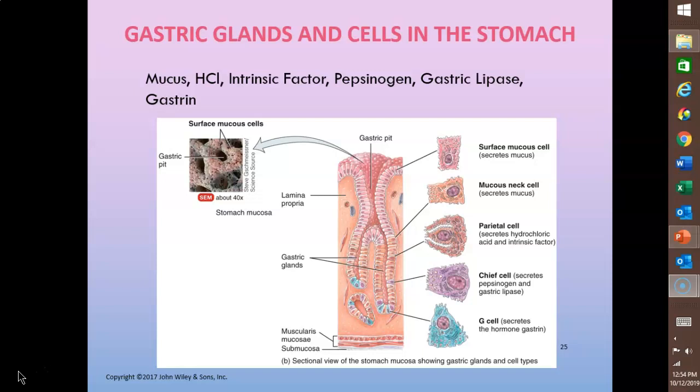The only proteolytic or protein digesting enzyme in the stomach is pepsin, and that's secreted by the chief cells. Pepsin is going to cut or sever certain peptide bonds between amino acids, breaking down a protein chain of many amino acids into smaller protein chains, so fragments of that protein. Pepsin works best at a pH of about 2, so in a very, very acidic environment, and it becomes inactive at higher pH. So think about this for a minute.